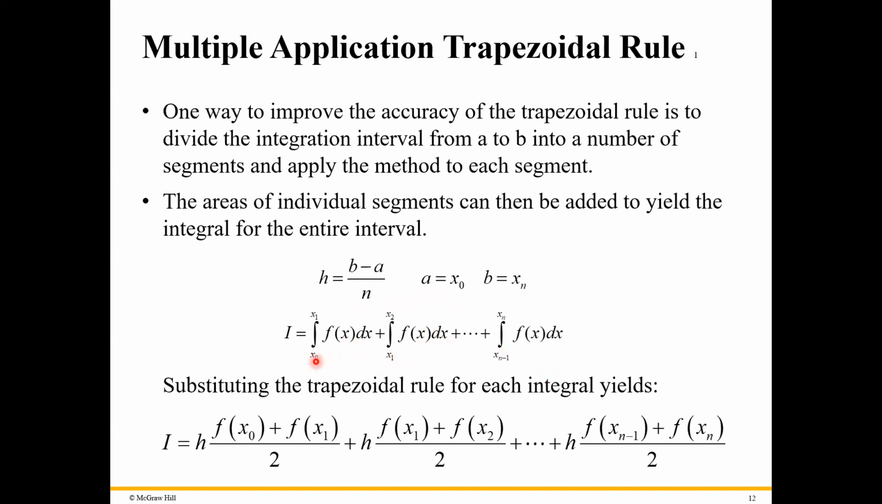The first interval will be from x0 to x1, the second interval will be x1 to x2, where x0 is equal to a, x1 will be equal to a plus h, x2 will be equal to a plus 2h, x3 will be equal to a plus 3h, etc. Then for each interval, we can approximate the function with a linear equation, the equation of a line, and then integrate it. After the integration, we can simplify it, and after the simplification the formula will become like this, as it is given over here.